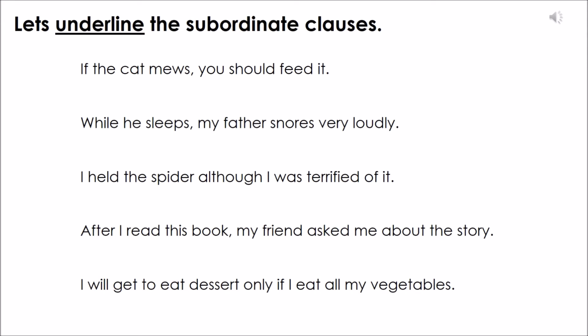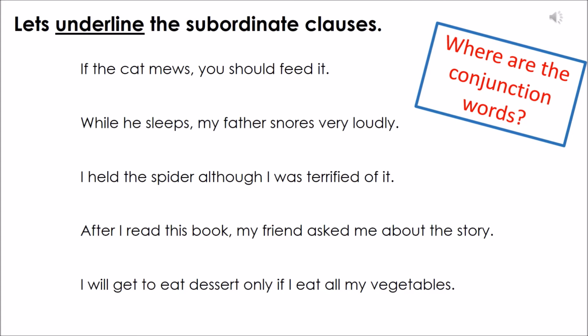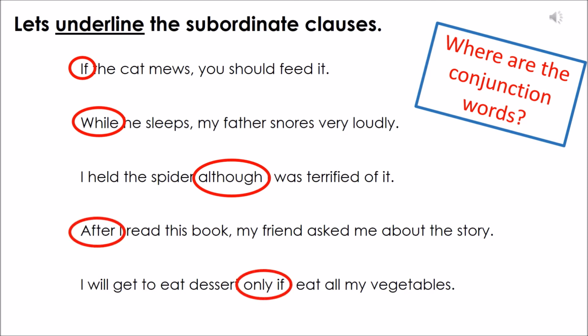Let's practice finding the subordinate clause within a sentence. Let's underline it. First, the easiest thing to do is to find the conjunctions. Where are the conjunction words? In the first sentence, we have if. The second sentence, while. Third, although. After. And the last one, only if. That's a conditional one.